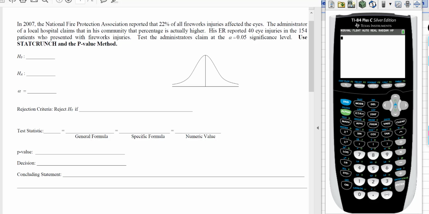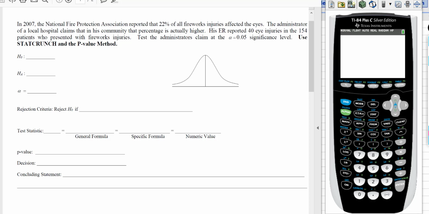In 2007, the National Fire Protection Association reported that 22% of all fireworks injuries affected the eyes. The administrator of a local hospital claims that in his community, that percentage is actually higher. His ER reported 40 eye injuries in the 154 patients who presented with firework injuries. Test the administrator's claim at the 0.05 significance level. Use StatCrunch and the p-value method.